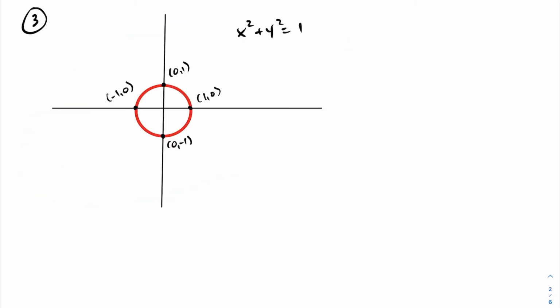All right, let's take a look at our unit circle here. You will notice here with the unit circle, notice that in this example here, we have 0 is related to negative 1, and 0 is also related to 1. So right away, this relation is not a function.